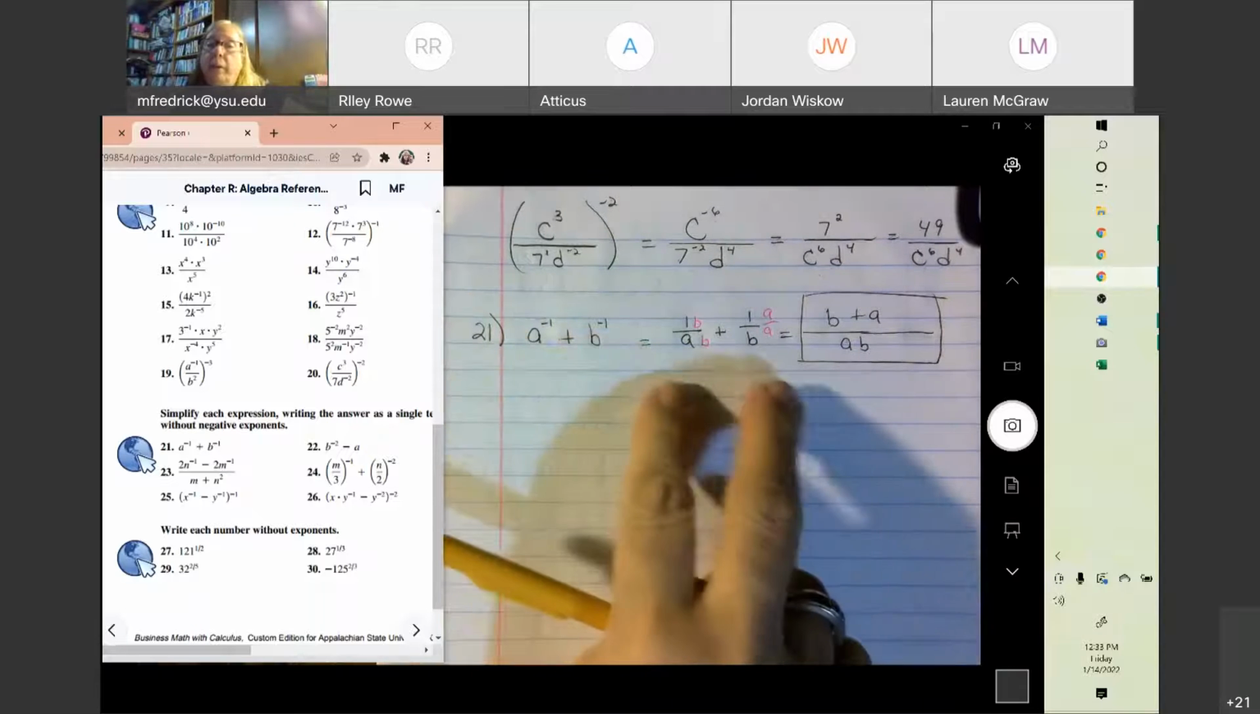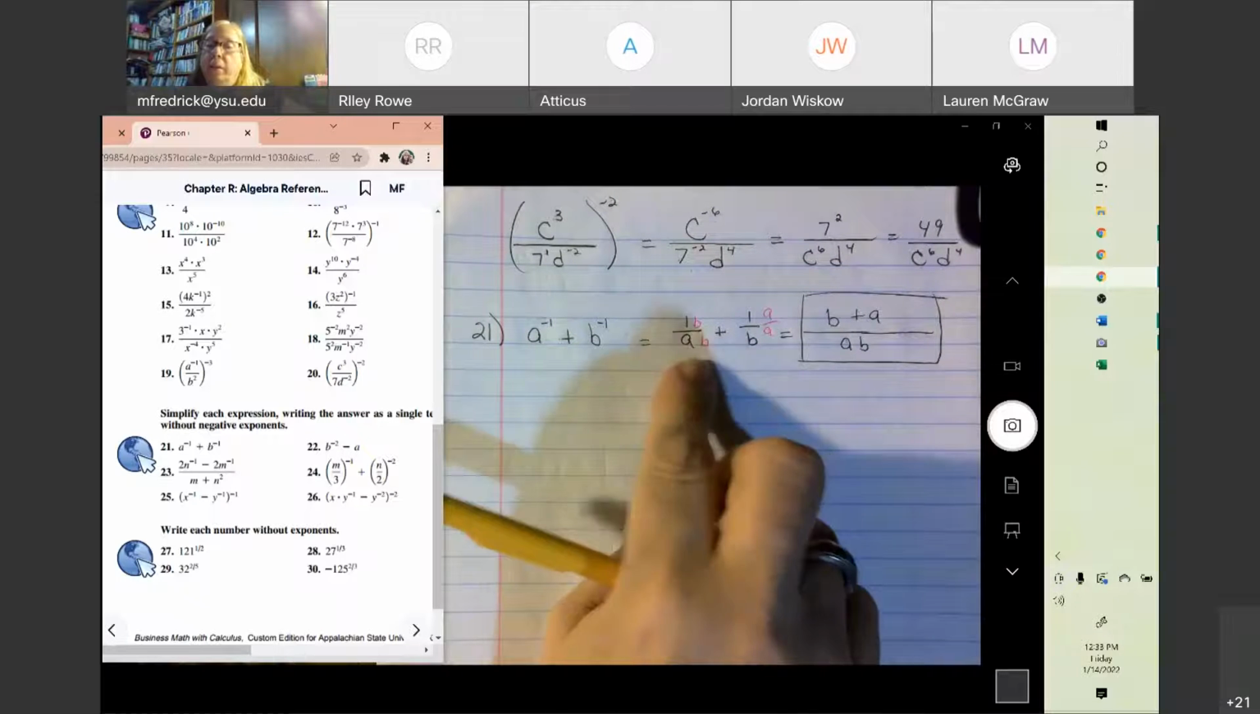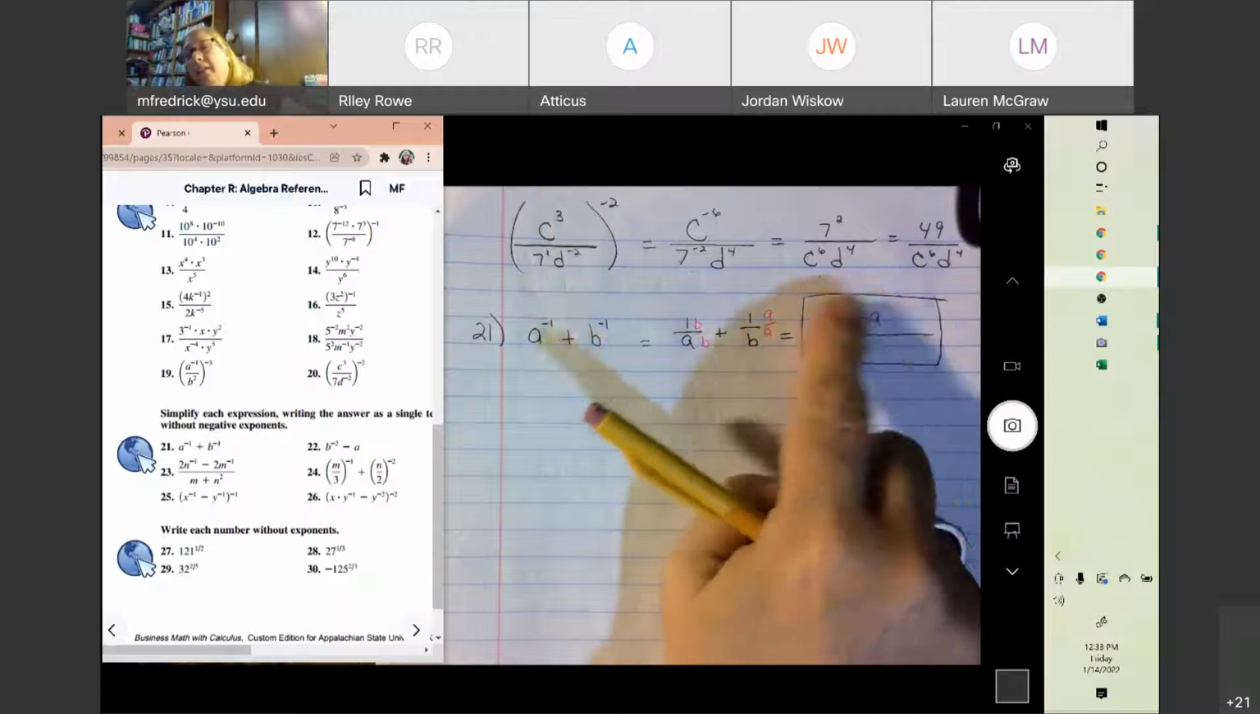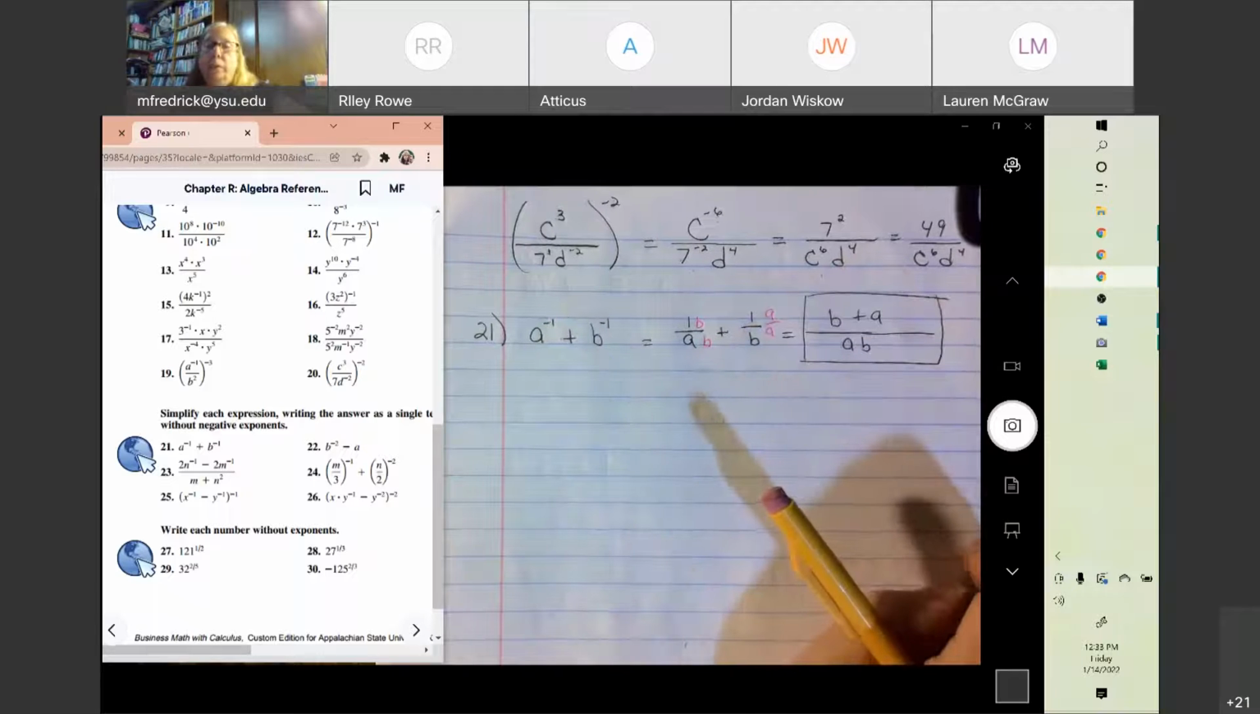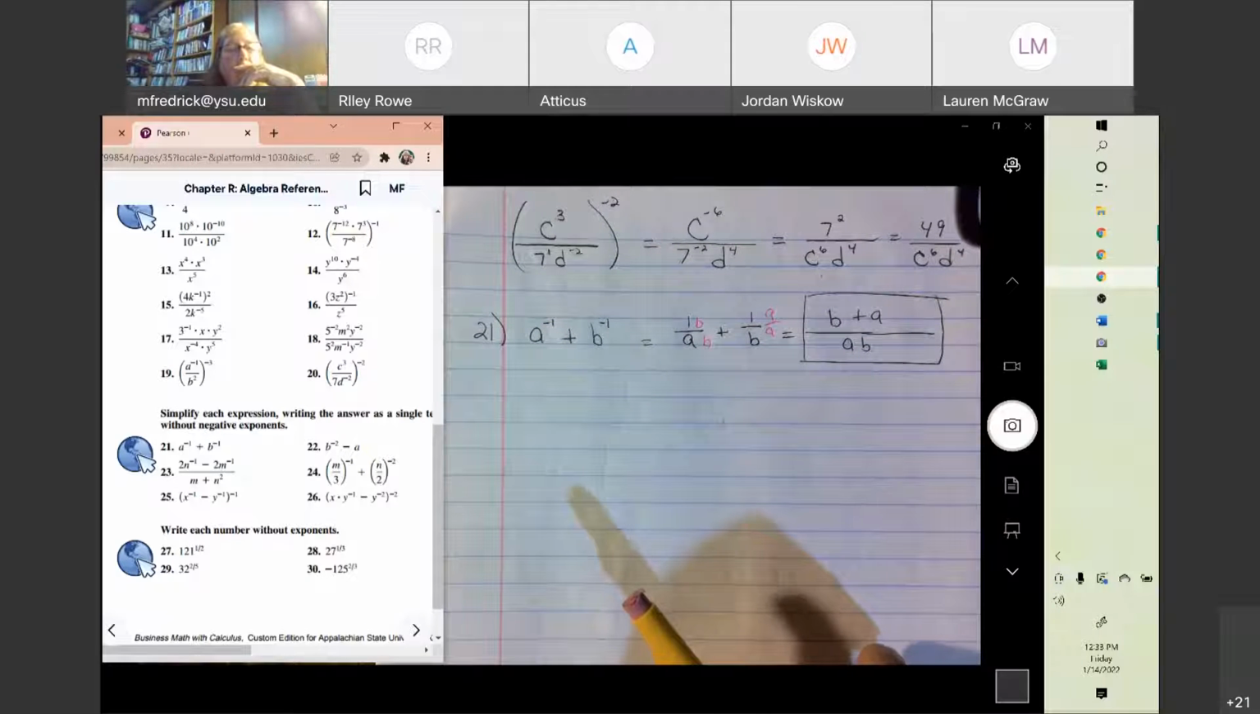So we rewrote it first, and then we got a common denominator, and then nothing combined because they're not like terms. Any questions on that?